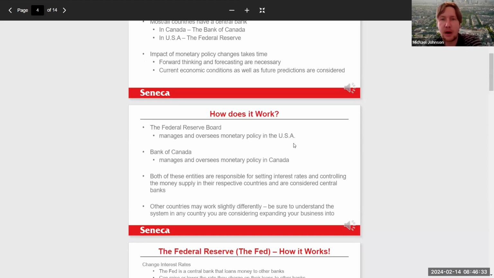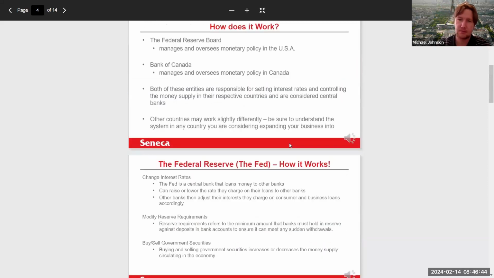Both of these entities are responsible for setting interest rates and controlling the money supply in their respective countries and are considered central banks. Other countries may work slightly differently. Make sure to understand the system in any country you are considering expanding your business into.